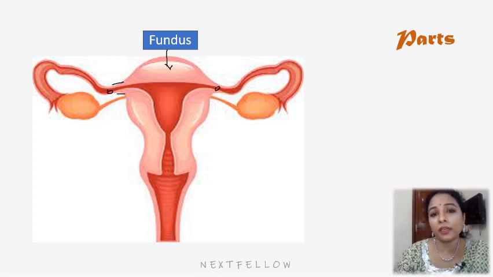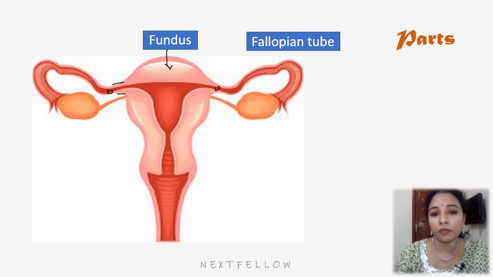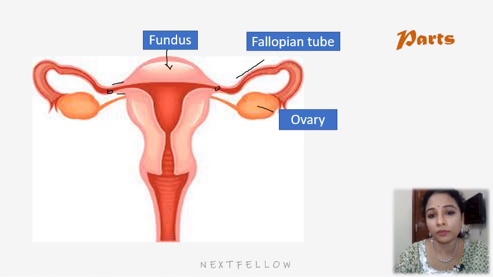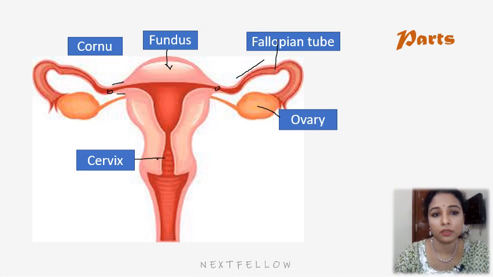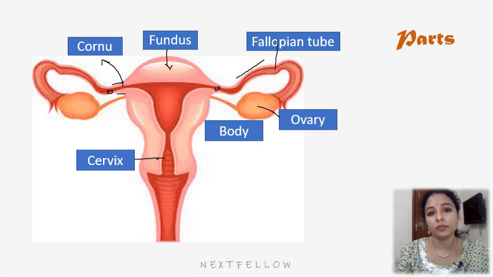Cornu is located near the entry of the uterine tubes. Body is located between the cornu and the cervix. Here are the fallopian tubes on each side. This is the ovary. And here is the cervix, the constricted part. Cornu. And here is the body of the uterus.